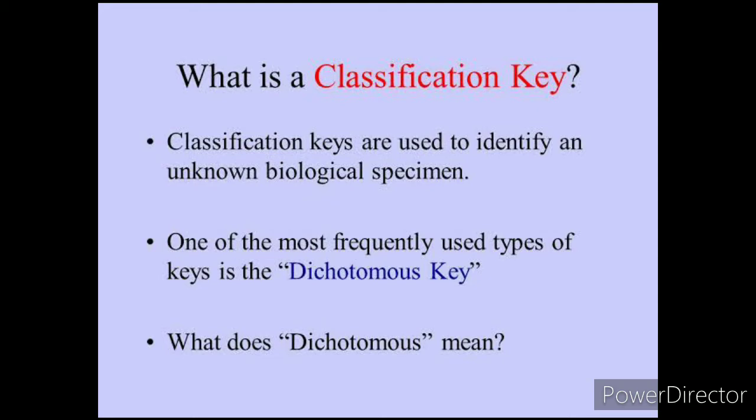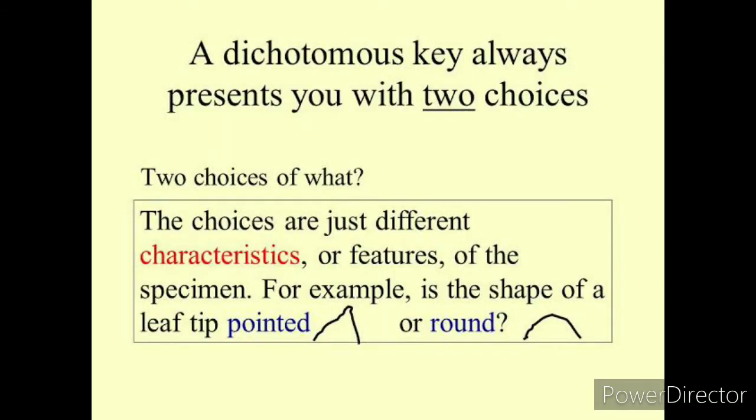One of the most frequently used types of key is the dichotomous key. What does the word dichotomous mean? Dichotomous means of two parts. So the dichotomous key consists of two choices. Two choices of what? Two choices of different characteristics or features. For example, is the shape of a leaf tip pointed or round? Both pointed and round are the two choices given for the shape of the leaf.